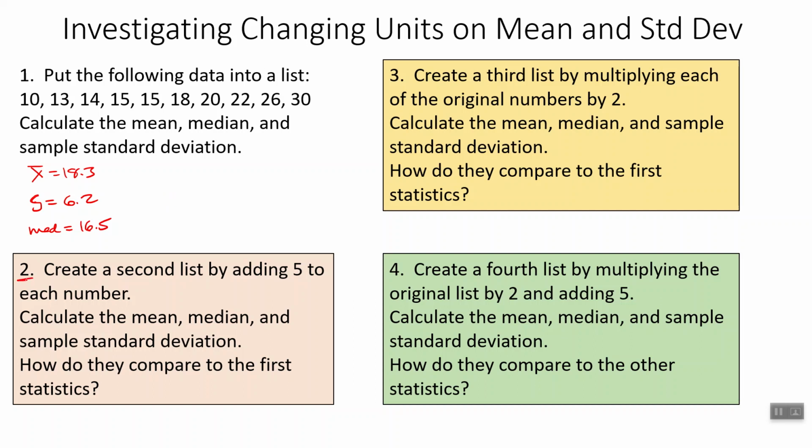All right, so number 2 now down here. Create a second list by adding 5 to each number. Then calculate the mean, the median, and sample standard deviation. How do they compare to the first one?